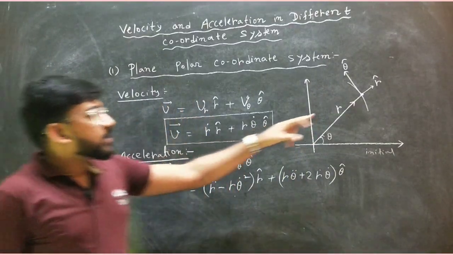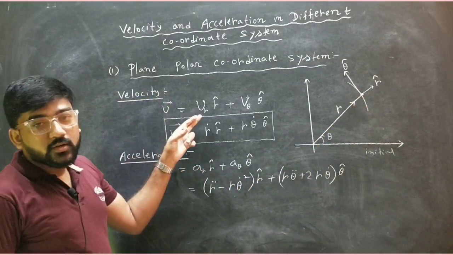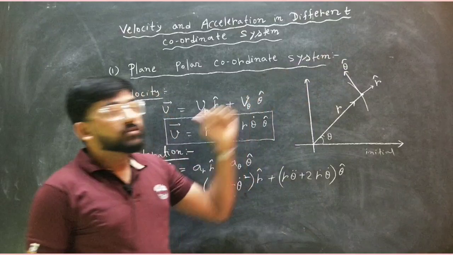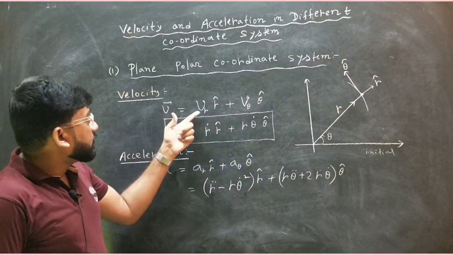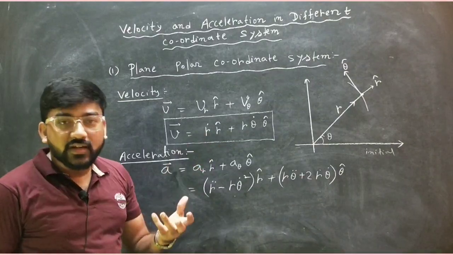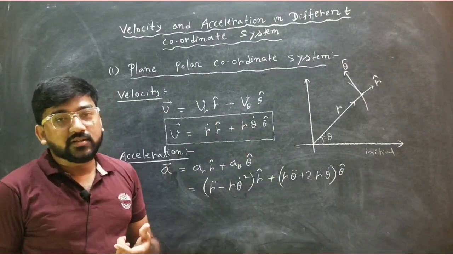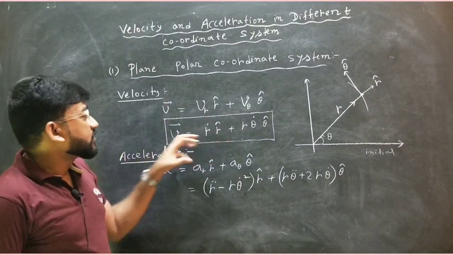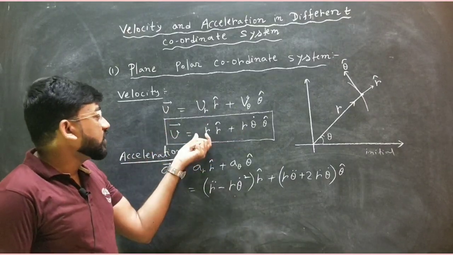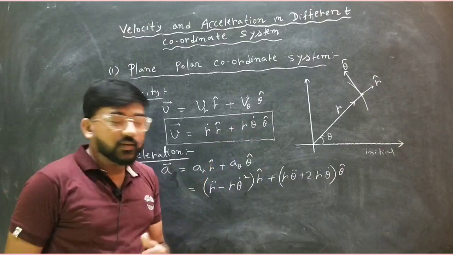Now what is the velocity? If the particle is moving along this curve, the velocity of this particle will have two components. One is along r cap and another is along theta cap. So that will be Vr r cap and V theta theta cap, and this Vr will be r dot. Here r dot means simply dr by dt. And V theta is r theta dot, that means r into d theta by dt. So this is your velocity expression, and this has two components. You need to remember these results also, that is r dot r cap and r theta dot theta cap.